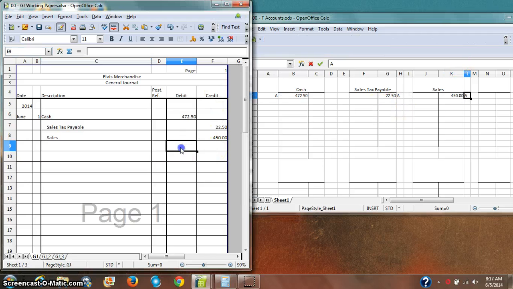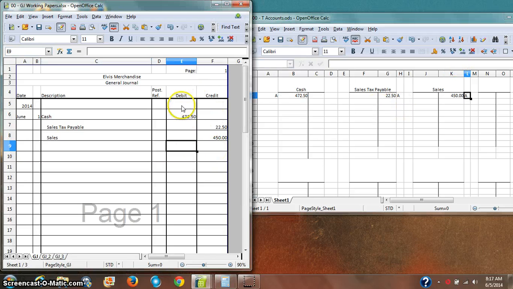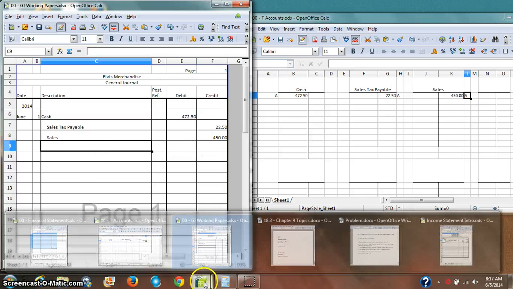And you'll notice on the general journal, when we're entering things in the general journal, it's important to make sure that the debits for each transaction also match the credits for each transaction here. And in this case, that's true. $22.50 plus $450 equals $472.50. So we've got the same amount on both sides.